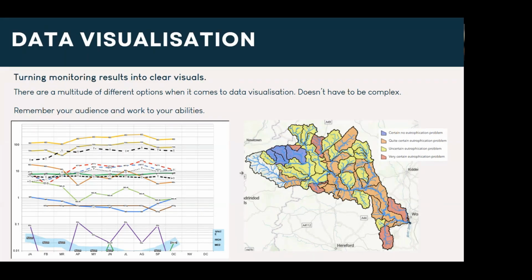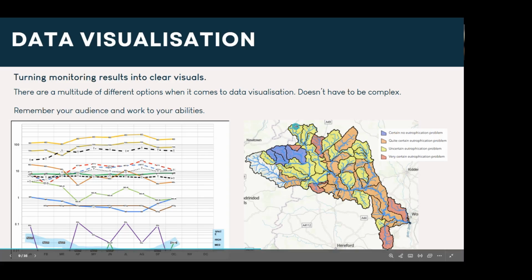The example on the right here is a visual of the eutrophication categories. Although it does require a little bit of understanding, and your average member of the public or community might not know what eutrophication is, it's certainly a lot easier for them to start to interpret, knowing by the different colour categories what it means. So on the eye, it's a lot easier to interpret than this graph form here.